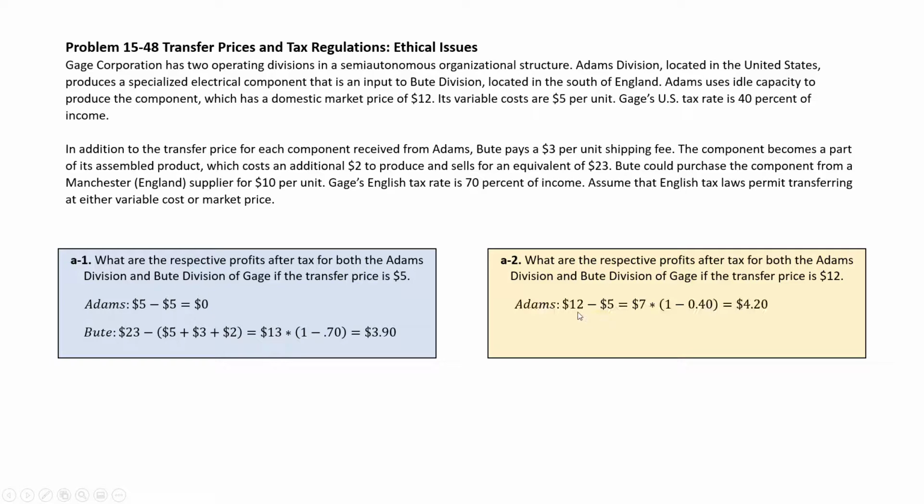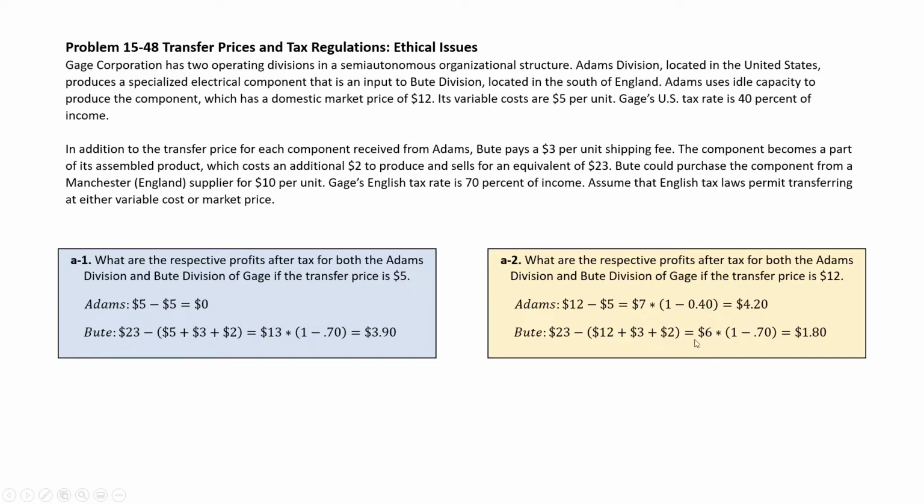For Adams division, now they're going to make $12. The cost to them before considering taxes is $5, so their before tax profit is $7. I'm multiplying it times the difference between 100% and the tax rate of 40%. I'm saying 60% is what they're going to net. So their after-tax profit for Adams would be $4.20. Obviously, Butte's going to be impacted. Again, original $23 selling price. This time, though, instead of the transfer costs being $5, it's going to be $12, but we still have the shipping fee of $3. We still have the additional cost of $2.